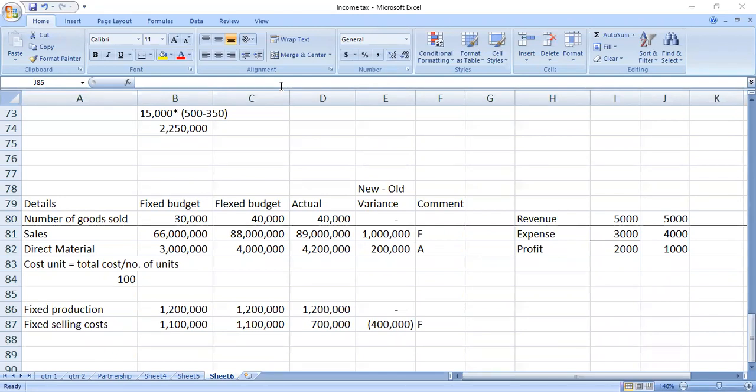So you don't flex it directly, like you say it's a variable, then you get cost per unit, then you apply it by the level of activity. No, you don't do that. You just subtract it. Maybe I should show you that. Let me show you that shortly.